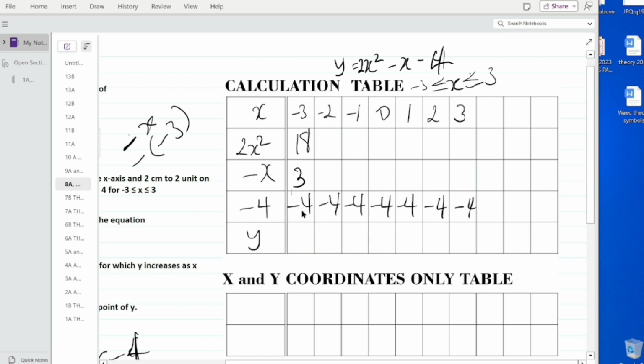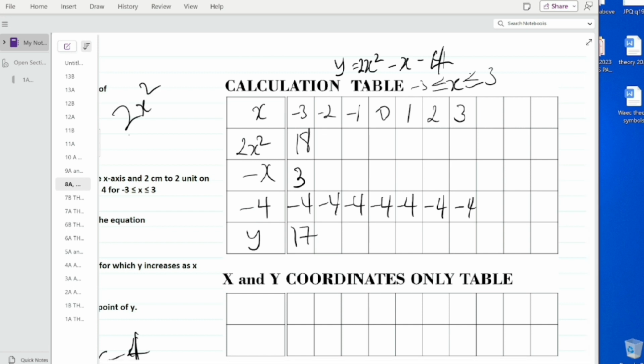21 minus 4 will give you plus 17. We can now take the second one so we can understand better. We have minus 2. We take minus 2 and use this equation to solve it. Now we have 2x squared on this line. So if it's 2x squared and we have minus 2, that means our x is minus 2.